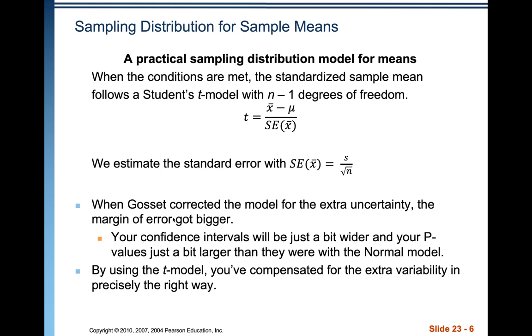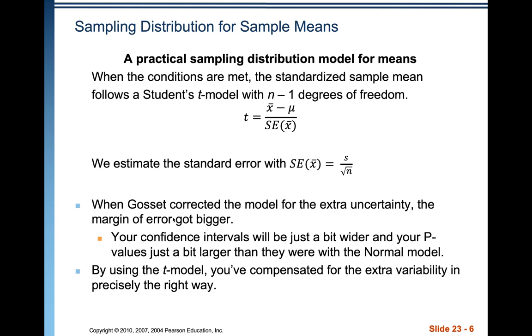Okay, so a practical sampling distribution model for means is that when the conditions are met, the standardized sample mean follows a Student's t model with n minus 1 degrees of freedom. Our t is going to play the same role as z does. It's going to tell us the number of standard errors above or below the mean our sample mean falls. So it's going to equal X bar minus mu divided by the standard error of X bar. And remember, the standard error of X bar is s divided by the square root of n.